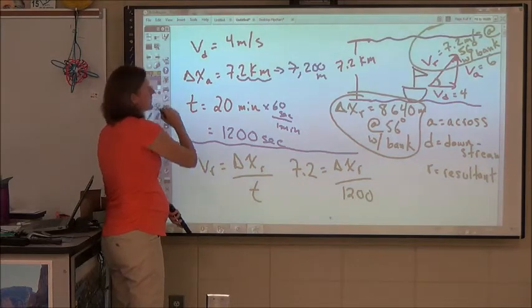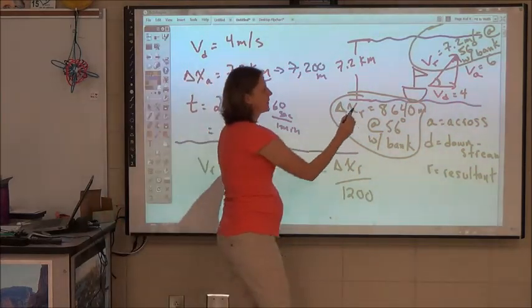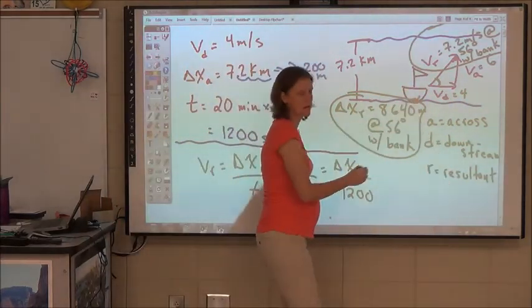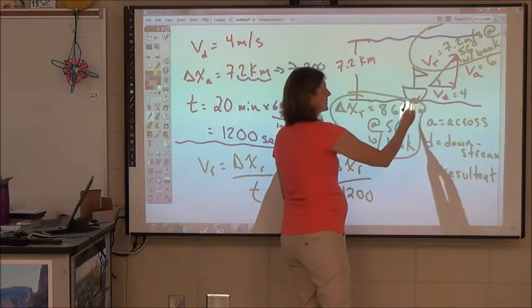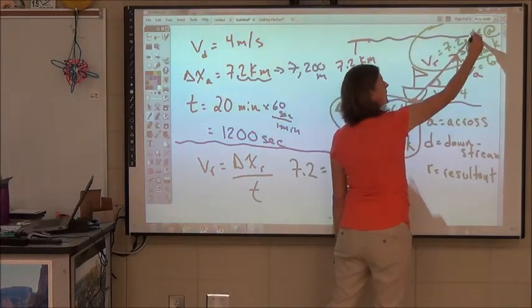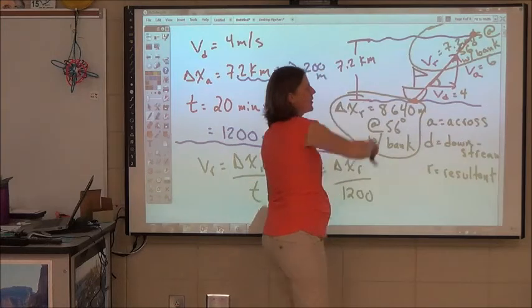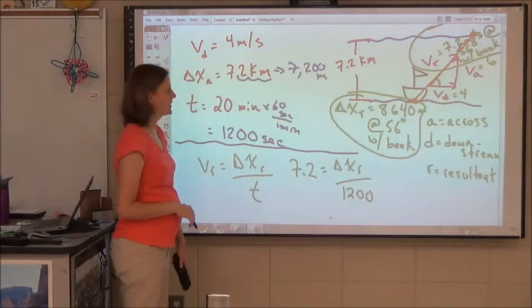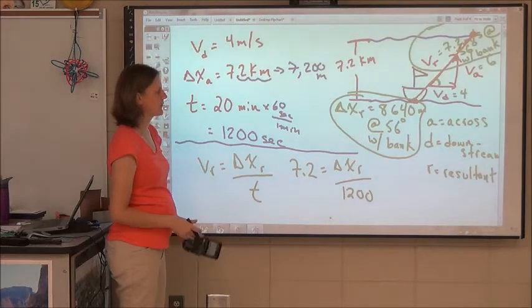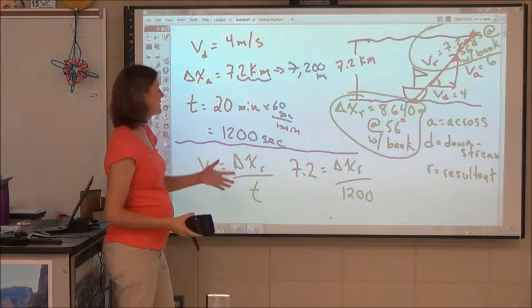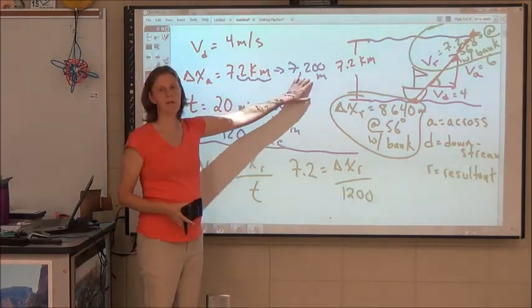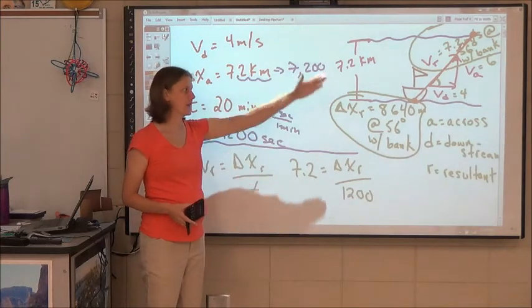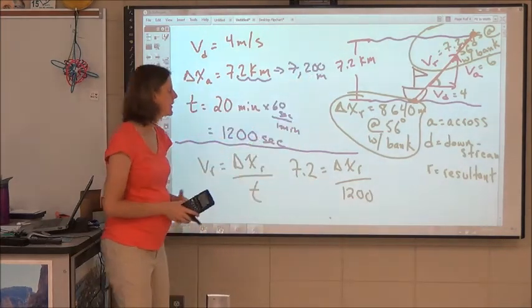And again, the resultant displacement would be, from here where it started, final minus initial, up here. So let's say it traveled that whole sort of orange distance. That's the displacement. That would be 8,640 meters. Should make sense that it's longer than the across value, because again, that's sort of the hypotenuse of our triangle.